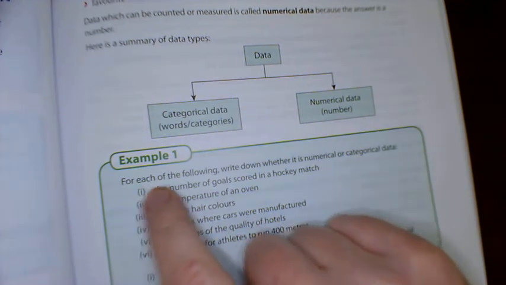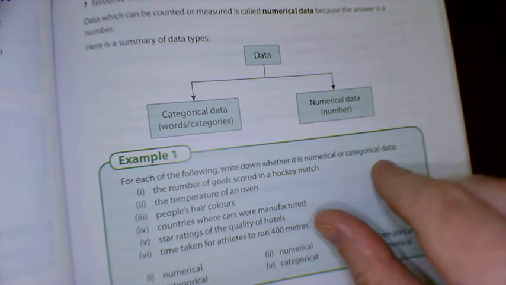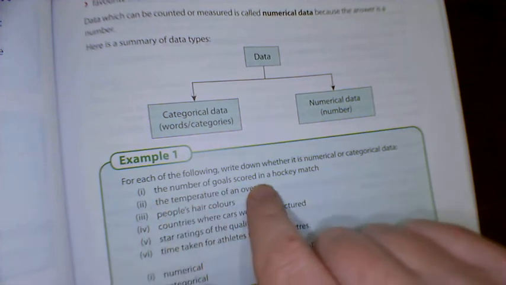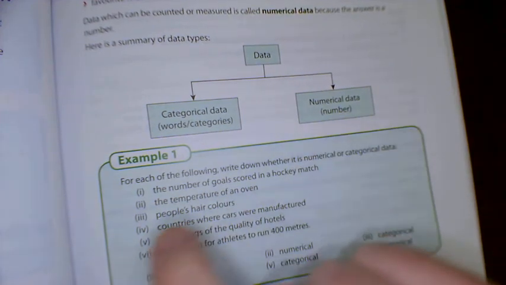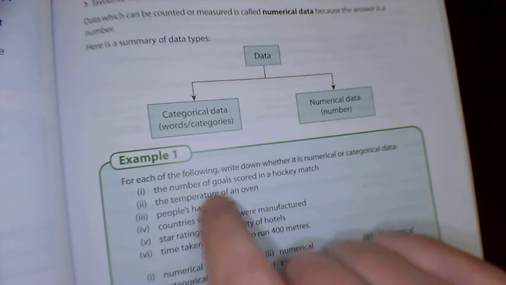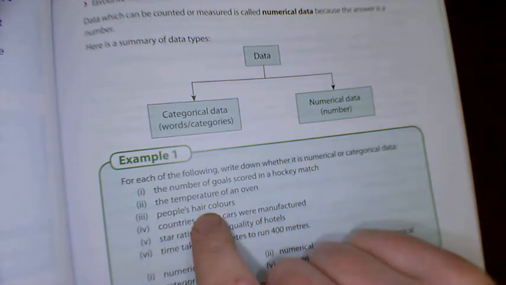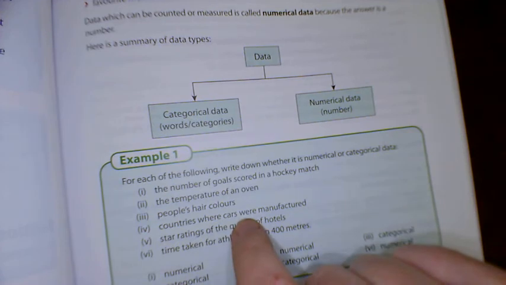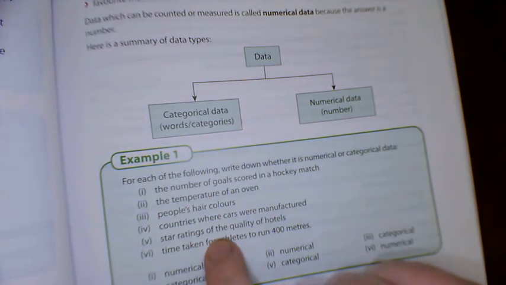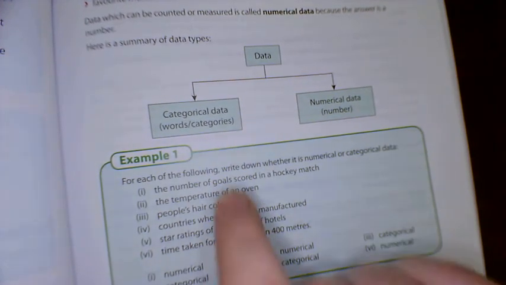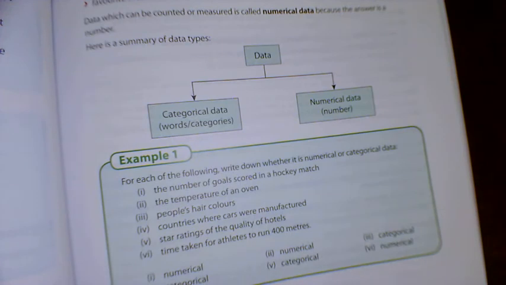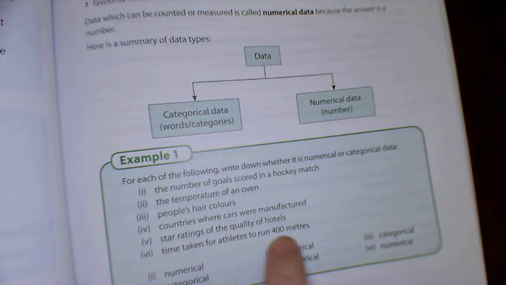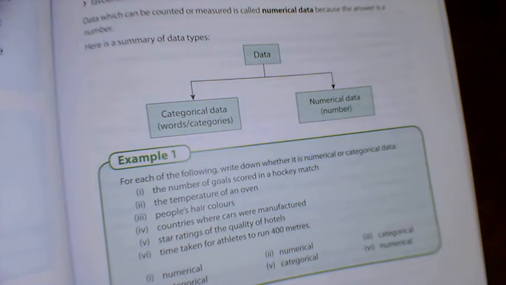So, for example, for each of the following, write down whether numerical or categorical. The number of goals scored in a hockey match, that's a number, numerical. Temperature of an oven, a number, numerical. People's hair colours, that's words or categories, categorical. Countries where cars are manufactured, categorical. Star ratings of the quality of hotels, categorical. Time taken for athletes to run 400 metres, a number back, numbers. Okay?